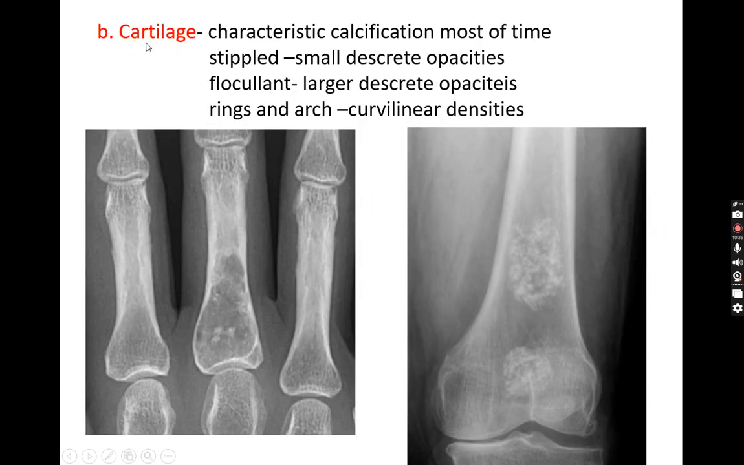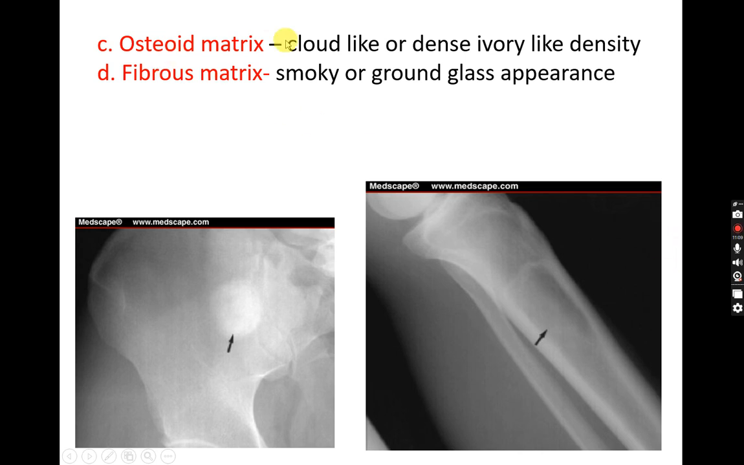Then second most important is the cartilage extracellular matrix. In that you can see the tiny discrete opacities. This is a stippled type of calcification. These are relatively larger discrete opacities. It is a flocculent type of calcification, and here it is a ring, and here it is an arc. This is a ring and arc type of calcification which predicts the extracellular matrix as a cartilaginous type. Then osteoid matrix will be the ivory type. Then the fibrous matrix will be like smoky ground glass type.